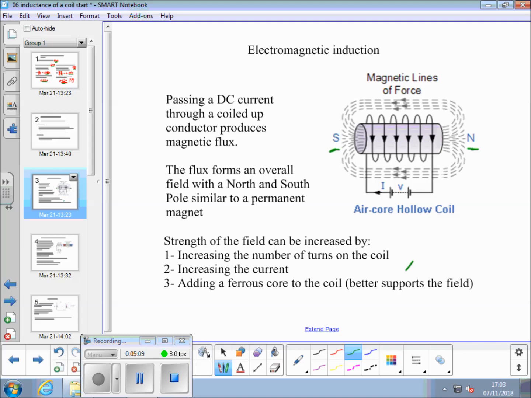The strength of this field can be increased by one of three things. One, increasing the number of turns in the coil. Two, increasing the current flow. And three, adding a ferrous core, because then it better supports the field. It's much happier in an iron core than it is in air, for instance. So the more iron you get in that core, the better the field. So that's what happens when you connect DC.